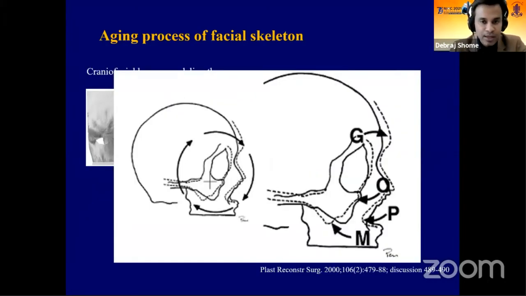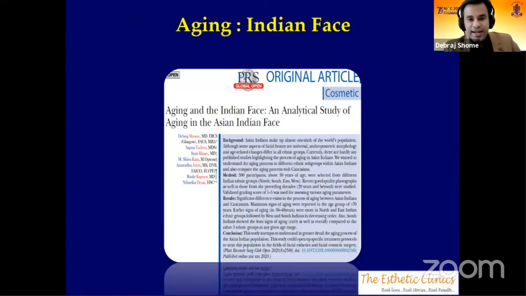Now, it is a little strange, and I spoke about this in my earlier presentation a couple of days ago as well. I always found it a little strange that we didn't understand how Indian faces age. And obviously, when you look at Indian features, we are very different from East Asians, we are very different from Latinos, we are very different from the Caucasian race.